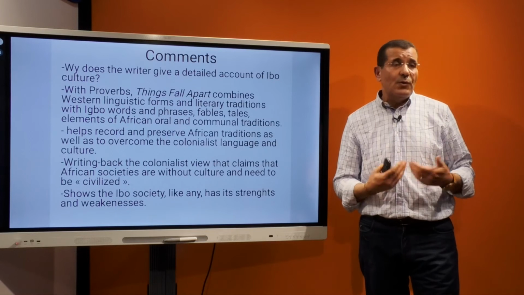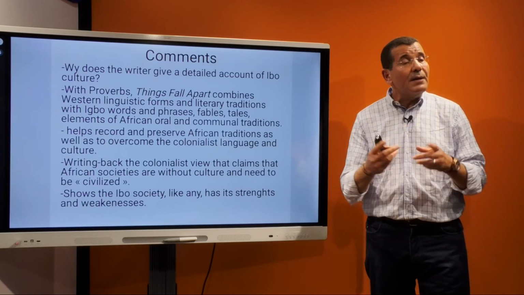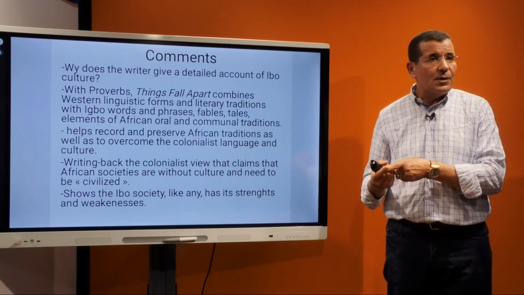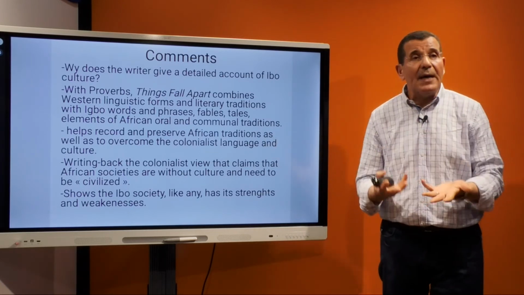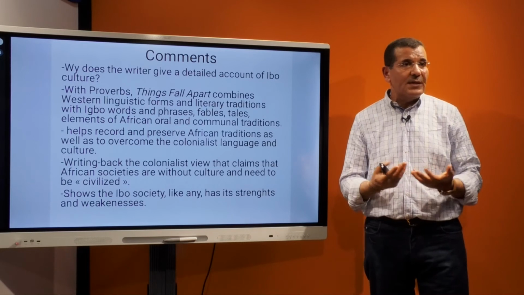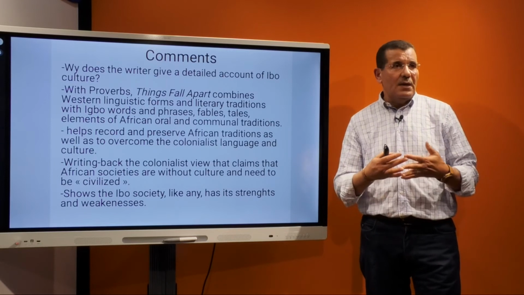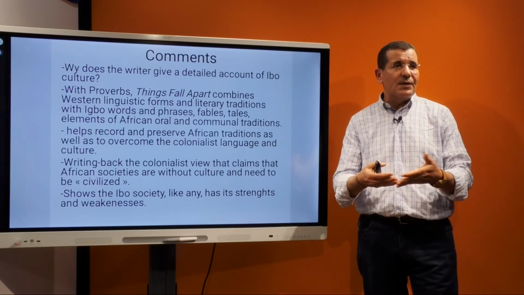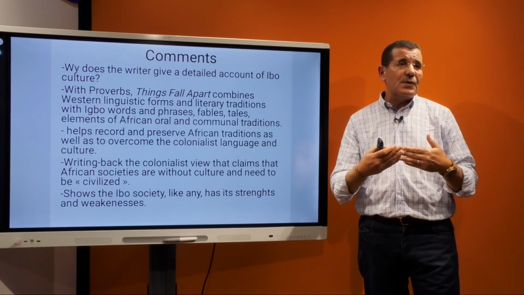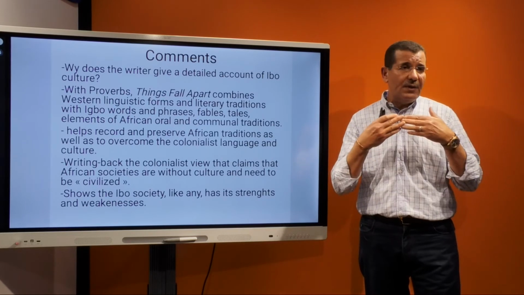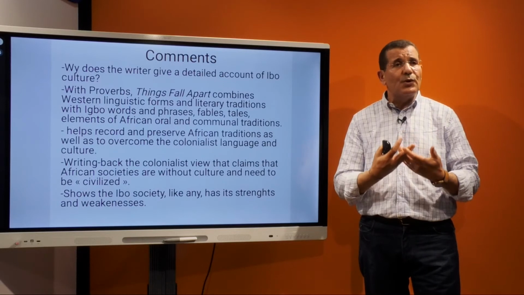And doing that also actually helps record and preserve African traditions as well as overcome the colonialist language and culture, reducing the power of the dominant culture, reflecting on his own, writing back to the colonialist view that claims that African societies are without culture and need to be civilized. A very adequate reaction to this colonialist view, as I said here. Now, doing that, the writer admits that African societies have their own culture and their own civilization, and the only thing is that they were misrepresented or they were unknown.